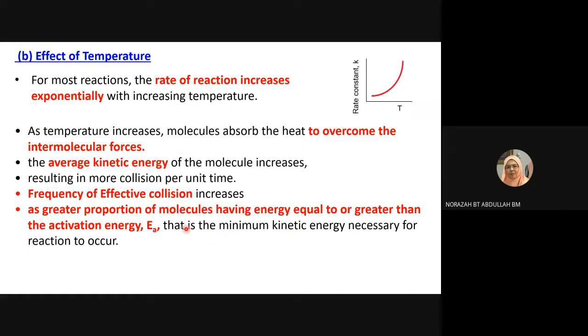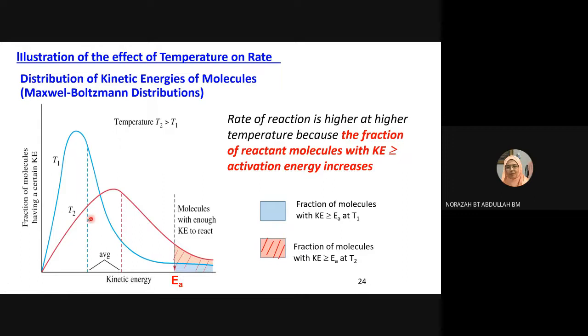So when you increase temperature, the kinetic energy of particles will be increased, isn't it? And then molecules would have kinetic energy equal to or greater than activation energy. The minimum energy yang needed for the reaction. More molecules will have the minimum energy. Right? The effect of temperature will be explained by this Maxwell-Boltzmann distribution curve. This is to explain how the effect of temperature, as the temperature is increased, rate will be increased.